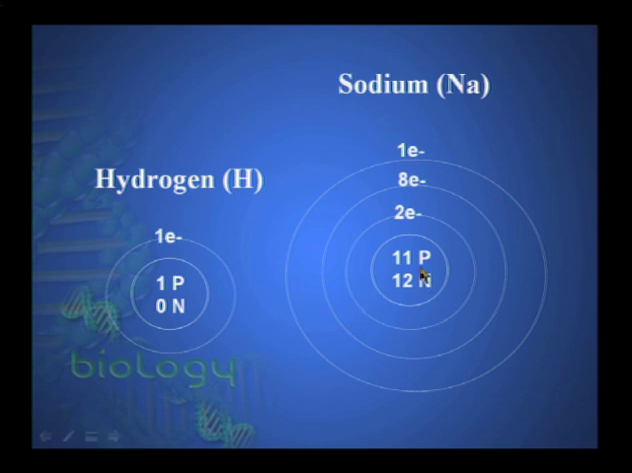Now, sodium has 11 protons. Again, its mass was 23, so 12 neutrons. And we would work on the assumption that there are also 11 electrons. So the first 2 would go into the first shell.